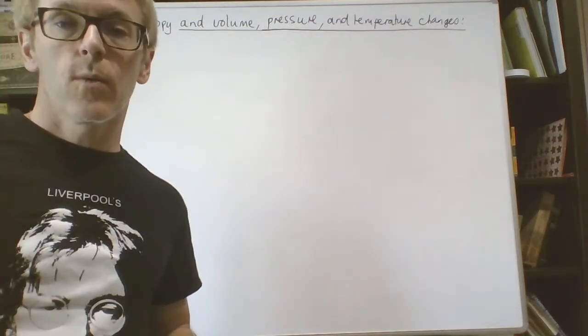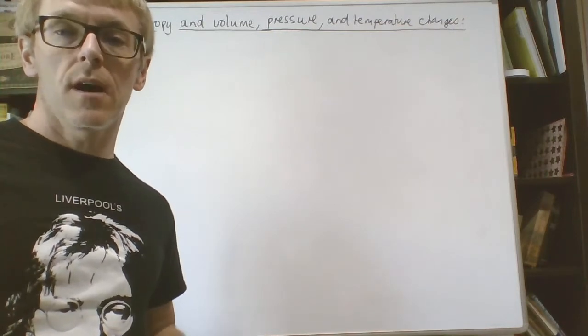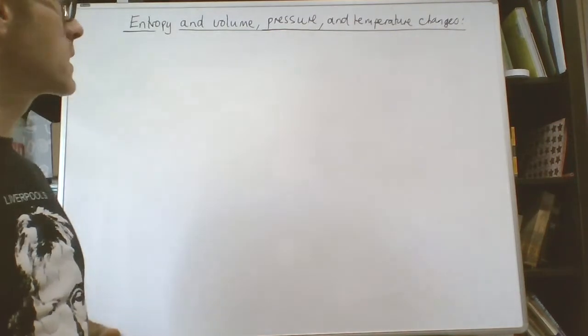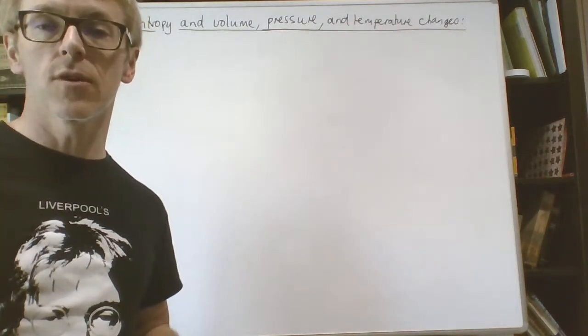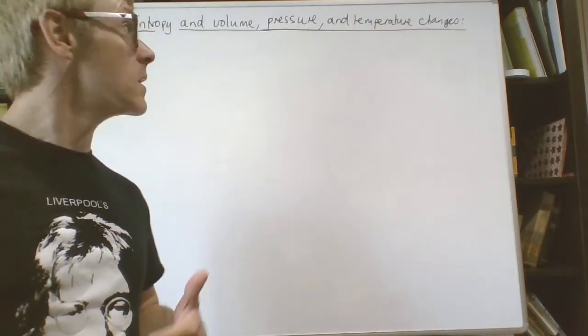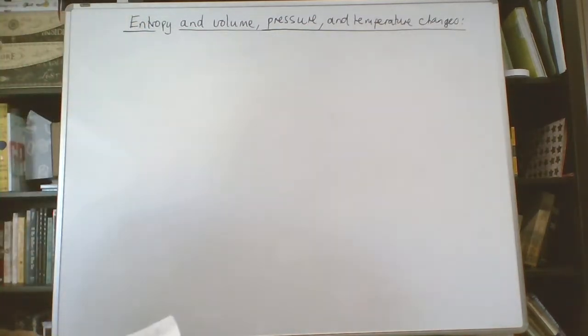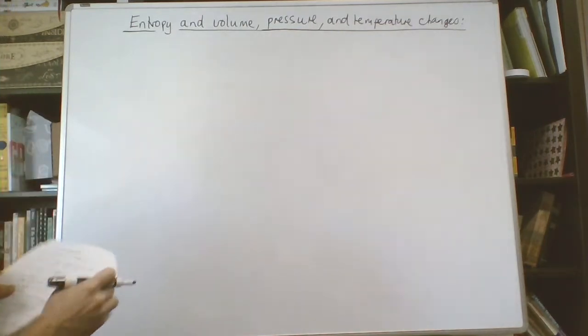In this video, we're going to continue our discussion of thermochemistry or thermodynamics for a general chemistry audience. And we're going to look at how entropy changes during changes in temperature, volume, and pressure. First thing we're going to look at is volume changes, and we're going to start from the first law of thermodynamics.